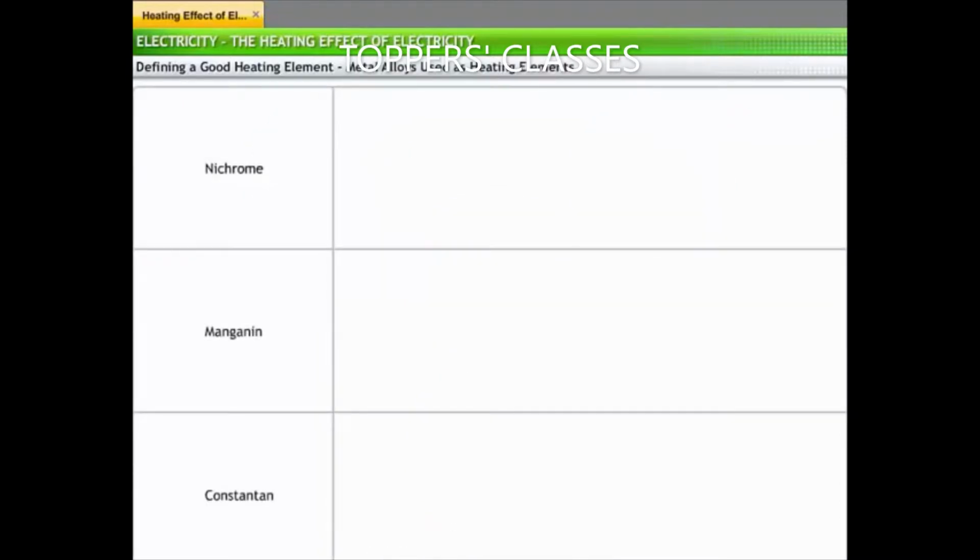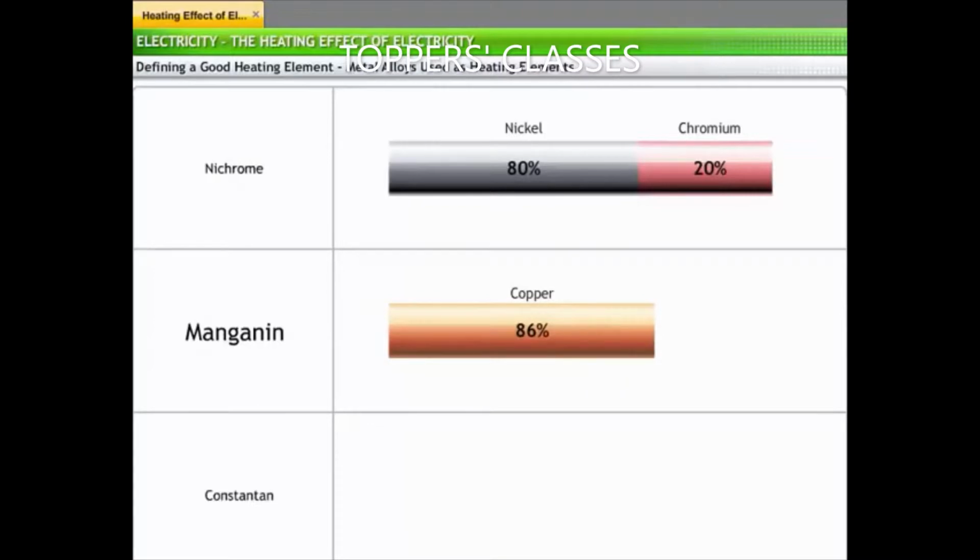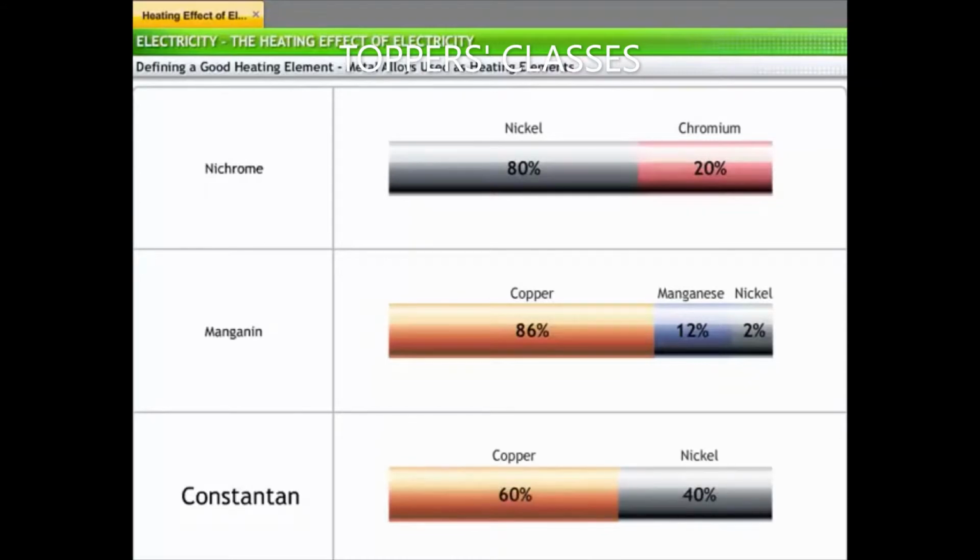Three metal alloys most commonly used as heating elements are nichrome, an alloy composed of 80% nickel and 20% chromium; manganin, which is 86% copper, 12% manganese and 2% nickel; constantan, a copper-nickel alloy with 60% copper and 40% nickel.